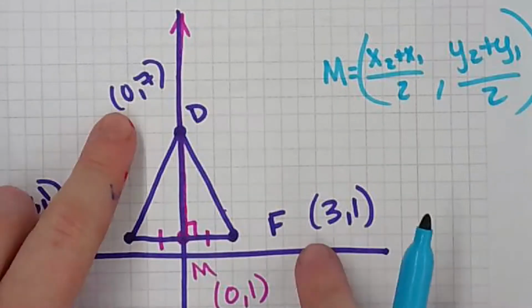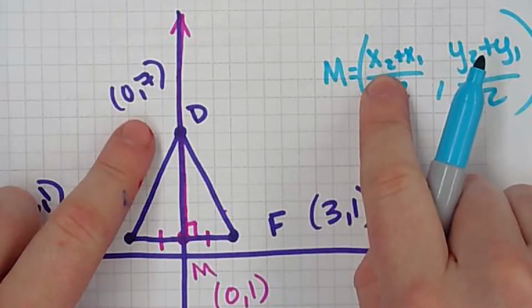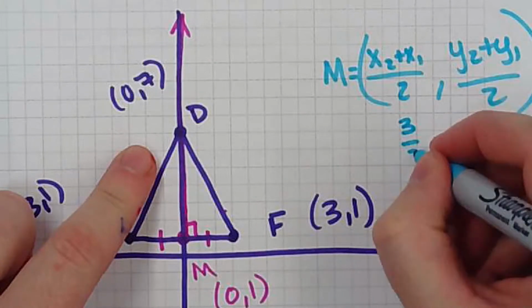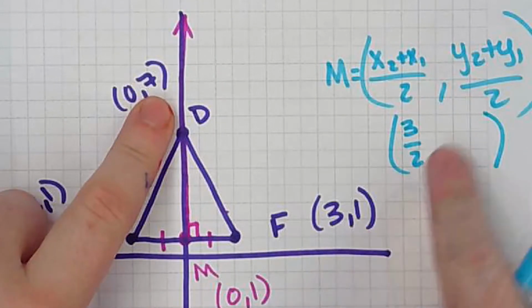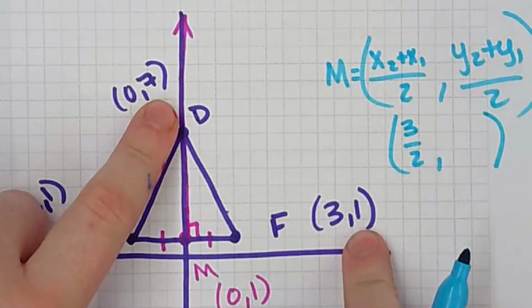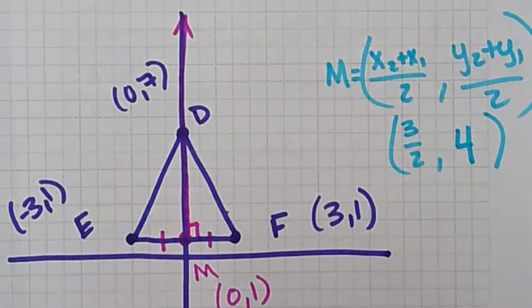Well, the x's here are 0 and 3. So that's 0 plus 3, which is 3, and then divided by 2 is 3 halves. The average of the y's is 8 divided by 2. 8 is what we get when we add the y's up, and then we divide by 2 and we get 4. So 3 halves comma 4 is our midpoint here.